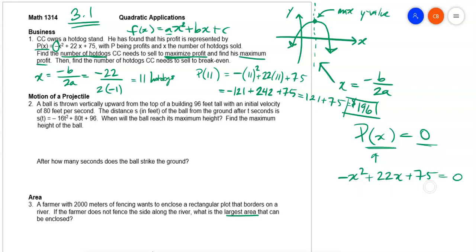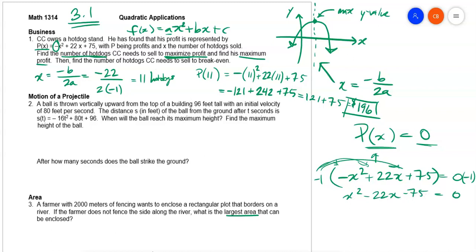I would start though by multiplying both sides by -1, just so that we don't have this negative sign in front of the x squared. I don't like to have it. It doesn't look nice to me. And so this -1 would distribute throughout this one to all of these terms. And so it will go x squared minus 22x minus 75 equals, and then of course 0 times -1 is still just 0.